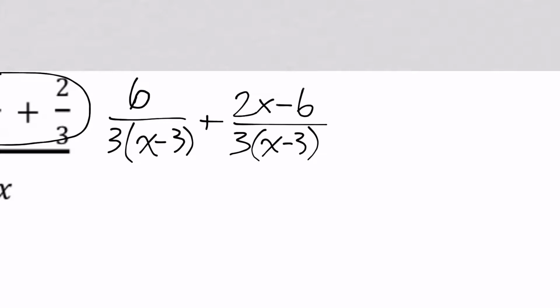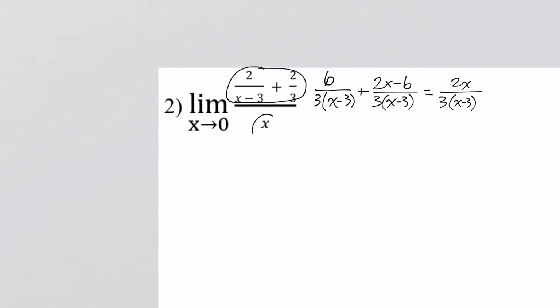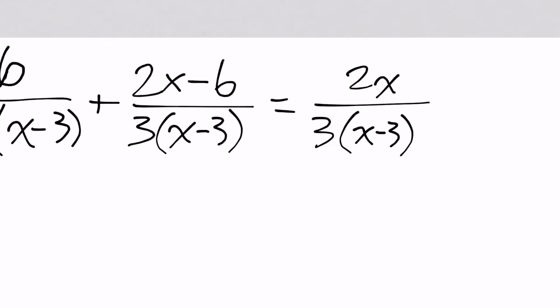So we have a common denominator, which means we can write this as a single fraction. So in the bottom, I still have a 3 times an x minus 3, the common denominator. In the top, look, I have a 6 plus a 2x minus a 6. Well, 6 minus 6 goes away, and we're left with a 2x. And you get here and you're like, well, what do I do now? Well, remember that all of this is still over x.